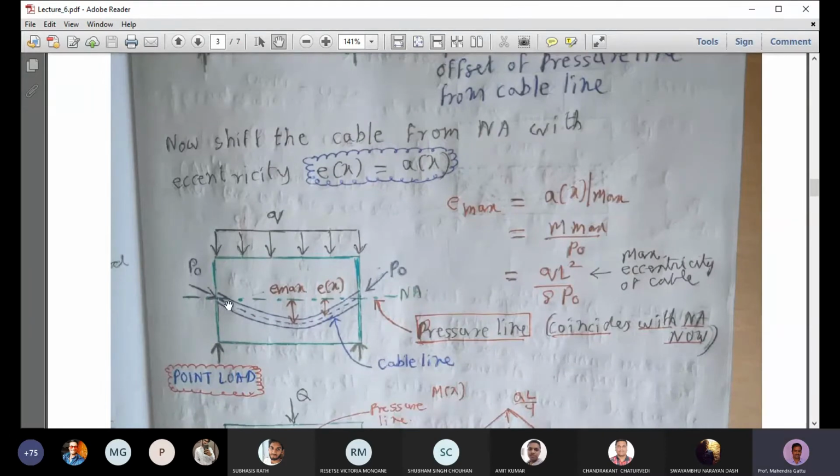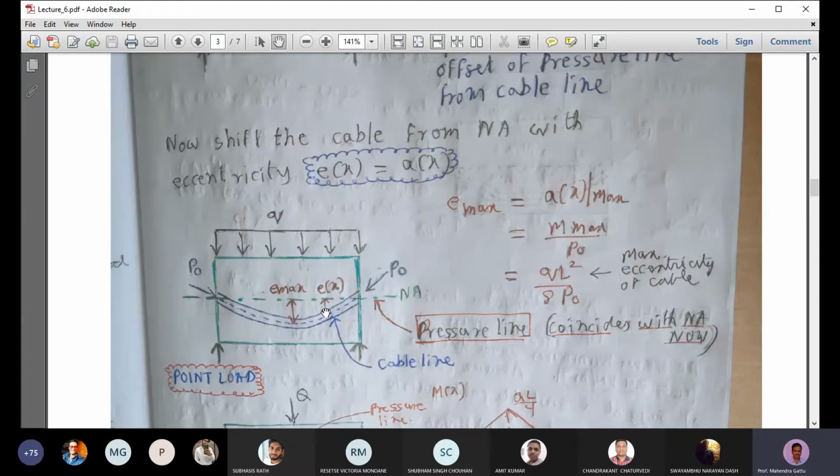Here, at the left edge and right edge, it will coincide with the neutral axis, and in between there is a curvature in the cable itself. Instead of giving a straight cable, we are giving a curved cable. Now, what should be the distance of that cable from the neutral axis? That distance is called eccentricity, denoted by E of x. And we give that E of x value such that it is equal to A of x. So eccentricity with respect to the neutral axis, E of x, is A of x. So we will have this distance as E of x.